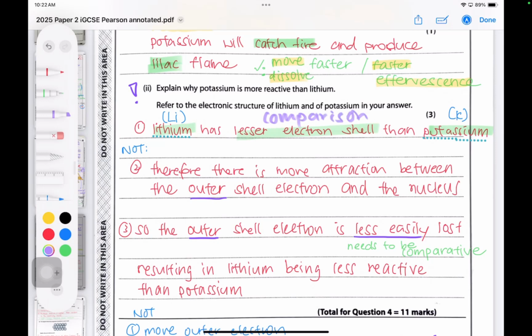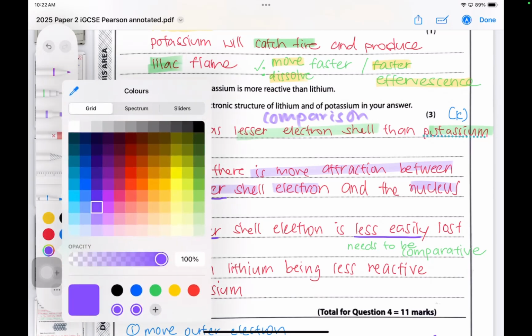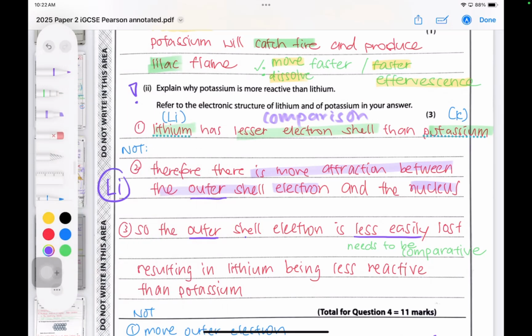Then we'll look into part 2. Therefore, there is more attraction between the outer shell electron and the nucleus. Now, this one we are focusing on, take note, from the perspective of lithium, right? We are focusing on lithium, and the attraction between the outer electron and the nucleus is going to be stronger. So you need to explain that the outer shell electron is less easily lost. So the attraction is stronger, so it's less easily lost. Therefore, lithium is less reactive than potassium.